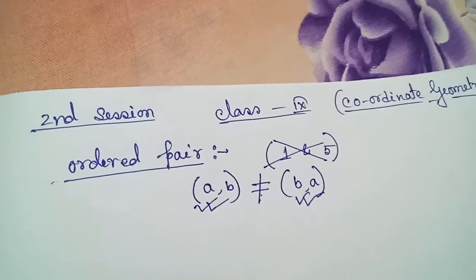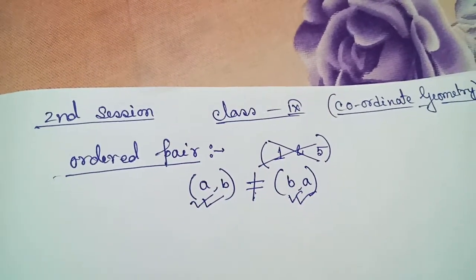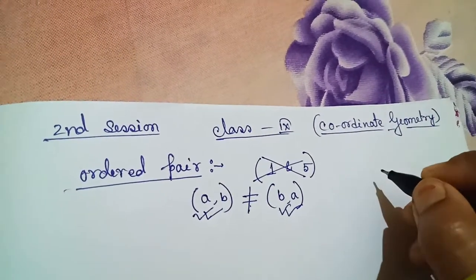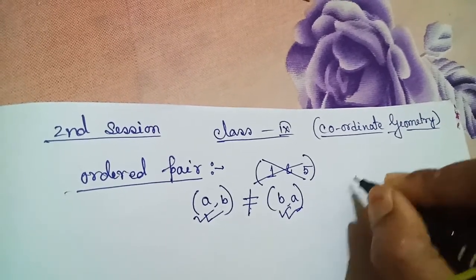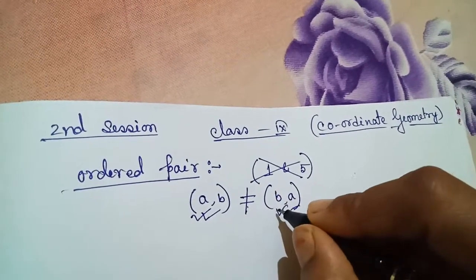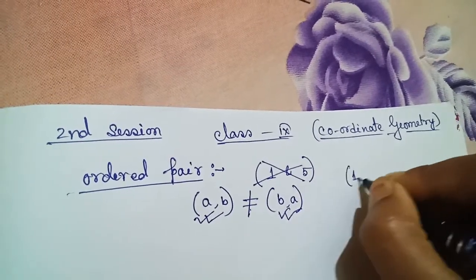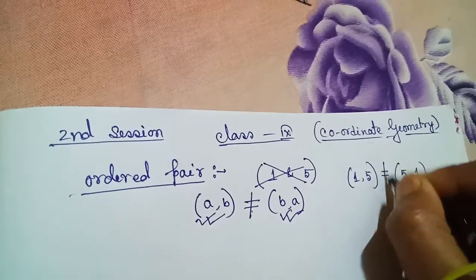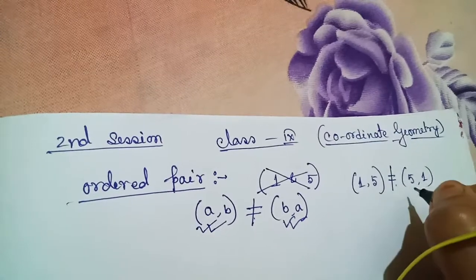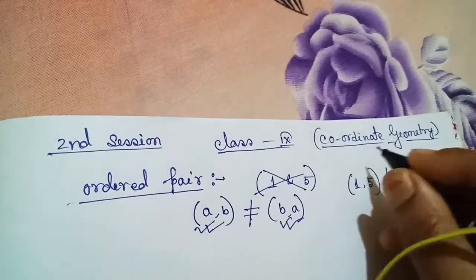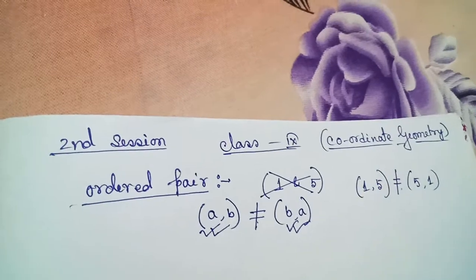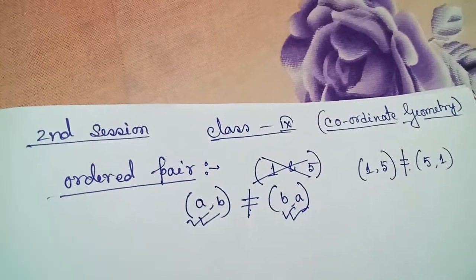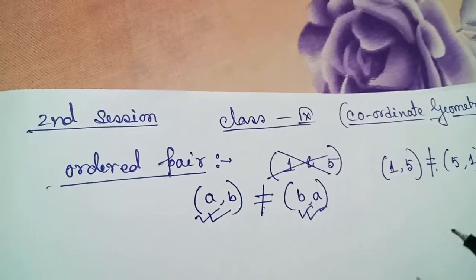now coming to its applications. So in coordinate geometry, whatever we will be getting the points as, always we will be getting in ordered pair form. Like I'm giving 1 5, that means 1 comma 5 or 5 comma 1, but 1 comma 5 not equals to 5 comma 1. They both are different values in coordinate geometry. Okay, so it would be better to understand the topic if we go to the graph paper.